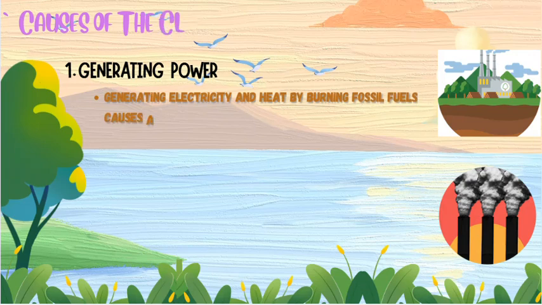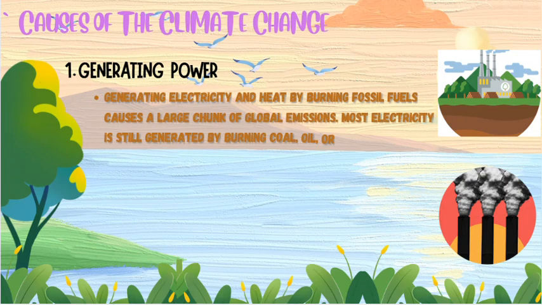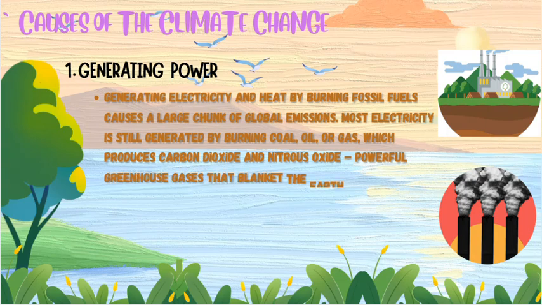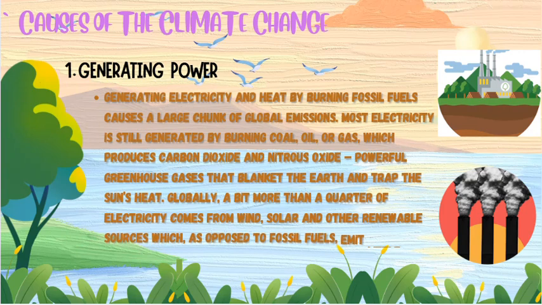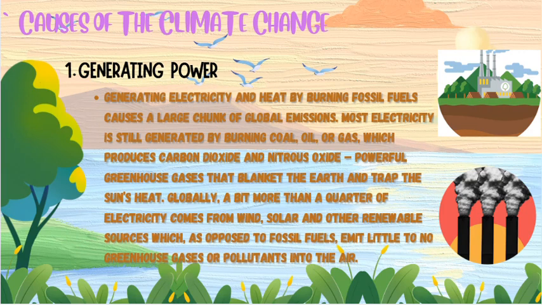So now I want to talk about the causes of climate change. For the first one, generating power. Generating electricity and heat by burning fossil fuels causes a large chunk of global emissions. Most electricity is still generated by burning coal, oil, or gas, which produce carbon dioxide and nitric oxide, powerful greenhouse gases that blanket the Earth and trap the sun's heat.